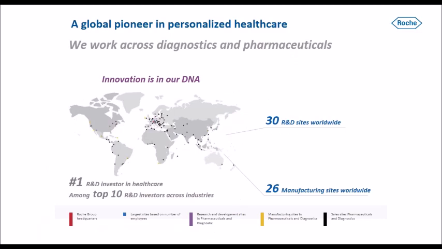So Roche is one of the number one R&D investors in healthcare, and we have 30 different R&D sites worldwide, and our diverse approach helps us to maximize innovations across different organizations and locations. So we have a footprint in many countries, and even biometrics exist across all different time zones from China to Europe and different time zones in North America.